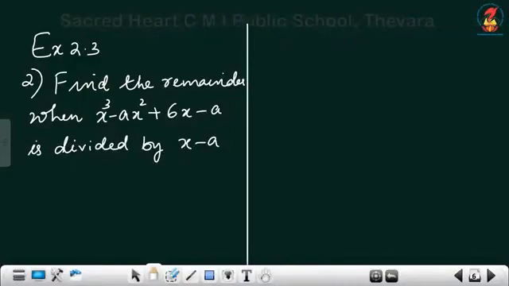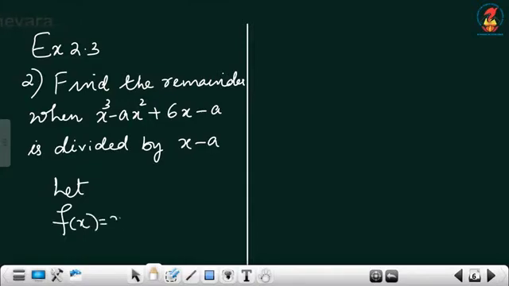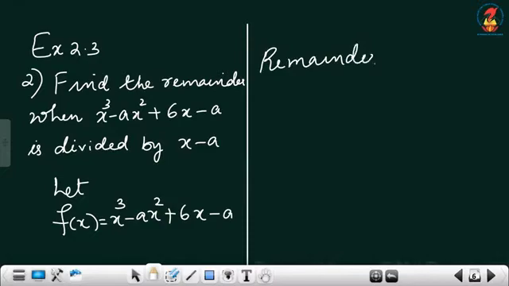Then exercise 2.3, second question. Find the remainder when x cube minus ax square plus 6x minus a is divided by x minus a. So, we can take f of x is equal to x cube minus ax square plus 6x minus a, and the linear polynomial given is x minus a. So, the remainder is equal to f of a using the remainder theorem.